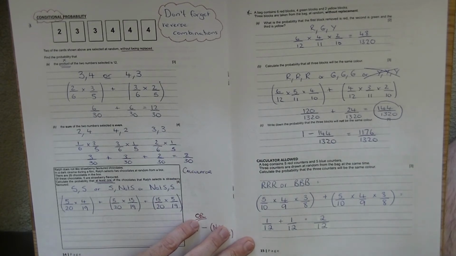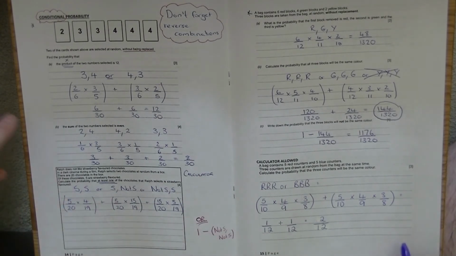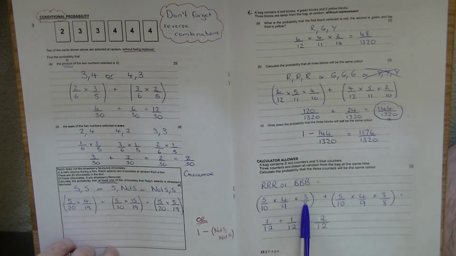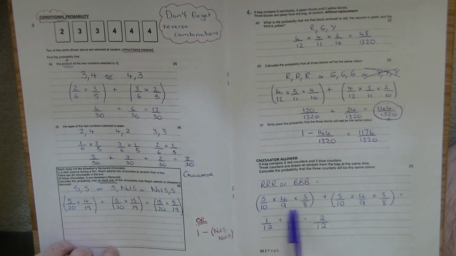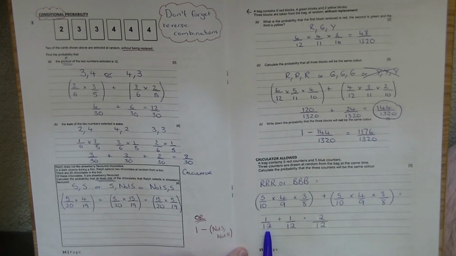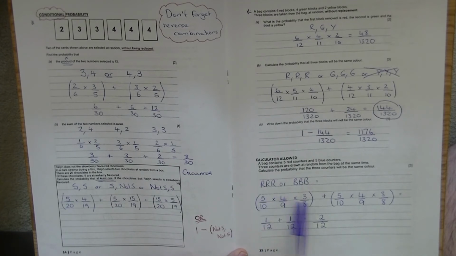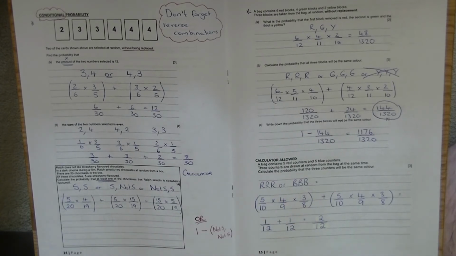I keep saying it, don't simplify unless they ask you to simplify. A nice one with calculator allowed, pretty self-explanatory. Take a look at it, make sure you're happy. The only thing I would say is, because I used my calculator, when I've multiplied these, my calculator has already simplified it to 1 over 12. If you'd done it separately, you'd have had something like 60 over 720, I think it is. But the calculator's done that for me.